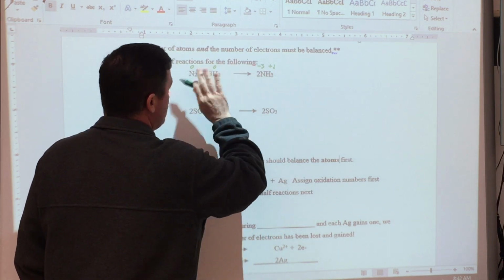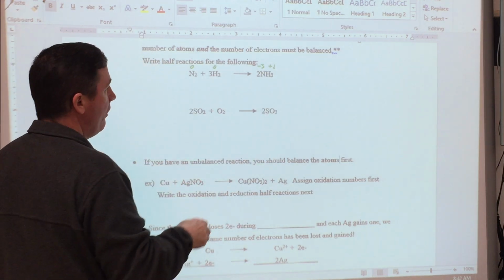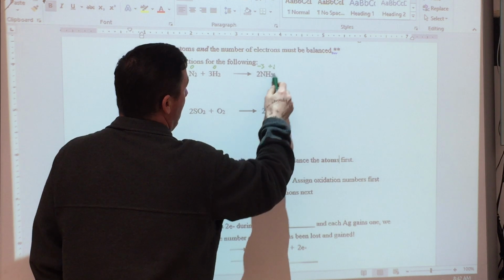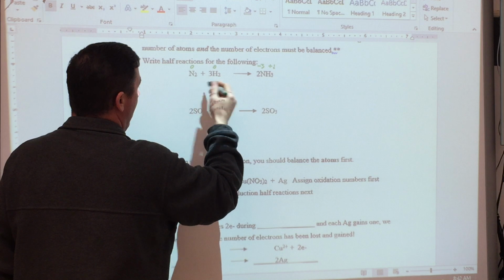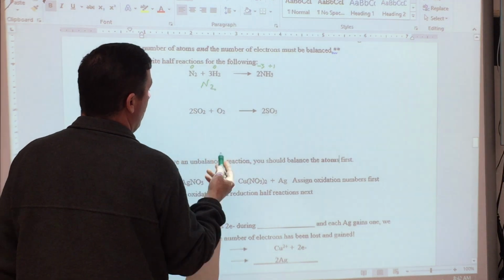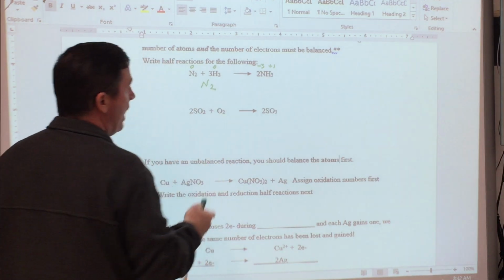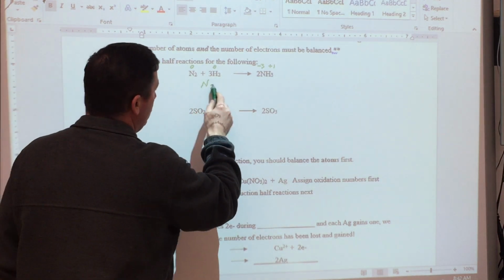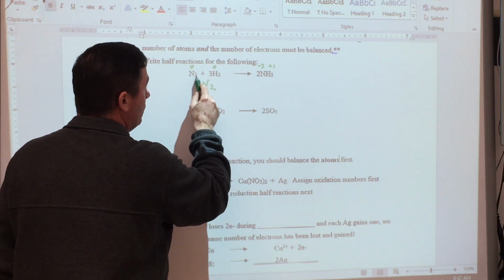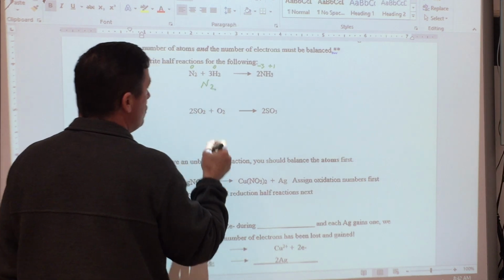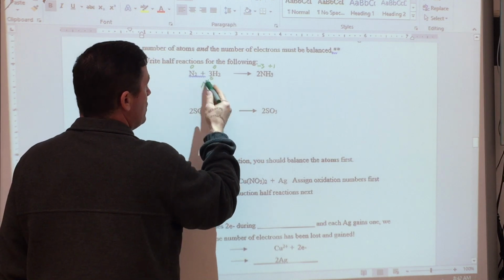Don't worry about the coefficients right now. Okay, the coefficients are there only to balance the whole thing out. Okay, so we're going to take baby steps. So positive 3, negative 3. So now I'm going to split it into 2 half reactions. I'm going to start with nitrogen. Now, normally, if I have an atom inside of a molecule, I don't include this. But if it's a diatomic molecule, like this and this, I'm going to keep that nitrogen 2. I'm going to keep the 2 for the nitrogen there. The oxidation number is 0.